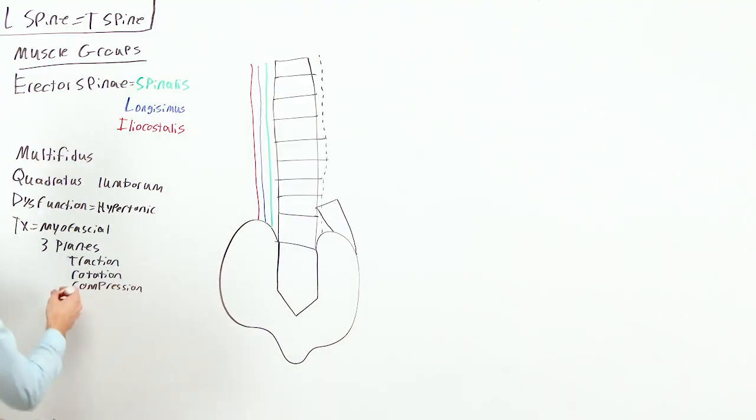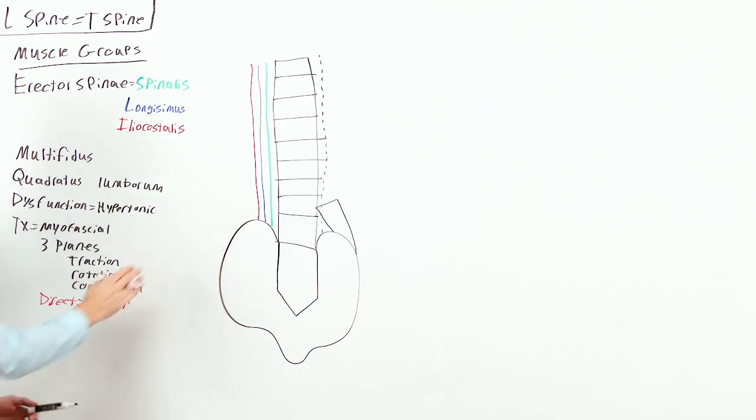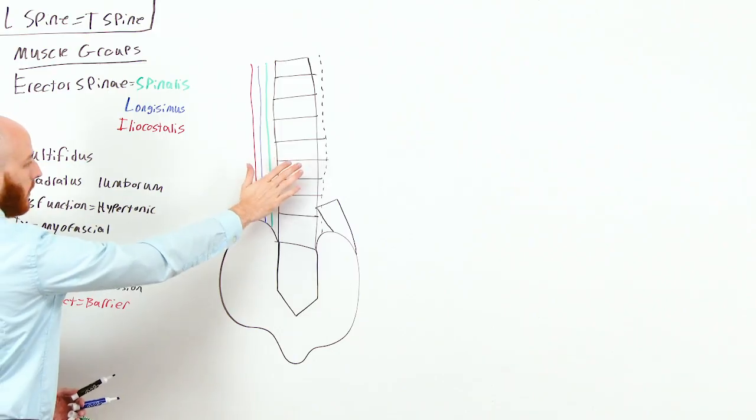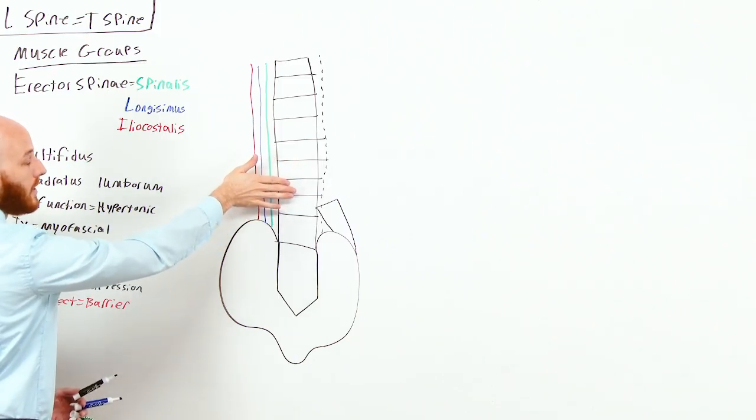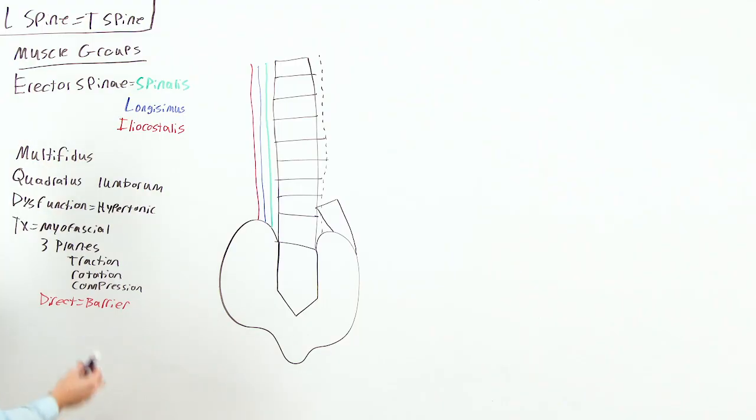So if we're going to engage the direct barrier, for this example, that means that we're going to push into flexion, or we are going to elongate the muscles. The way that we're going to do this is add traction, rotation, and compression to the muscle in order to elongate it, or until we feel a hard end feel during treatment. Now we're going to do the opposite of that for indirect.